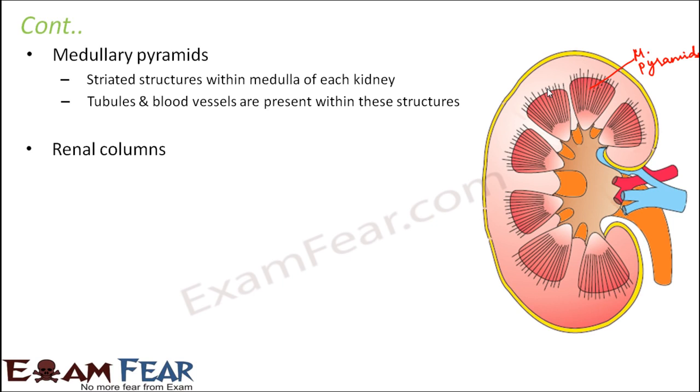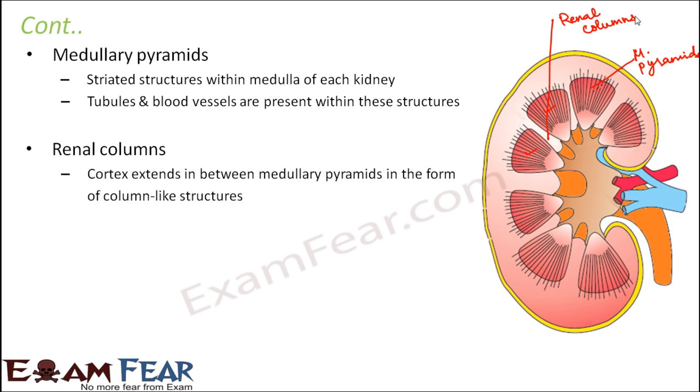The next is the renal columns. Now what are renal columns? In between the medullary pyramids, this is one medullary pyramid, this is another medullary pyramid, this is yet another medullary pyramid. But in between these pyramids, you actually see some column-like structures, some cylindrical structures, right? So these structures in between the medullary pyramids are known as the renal columns.